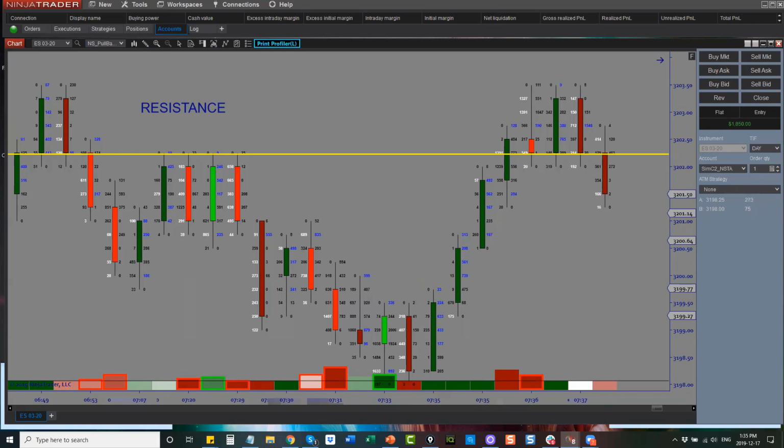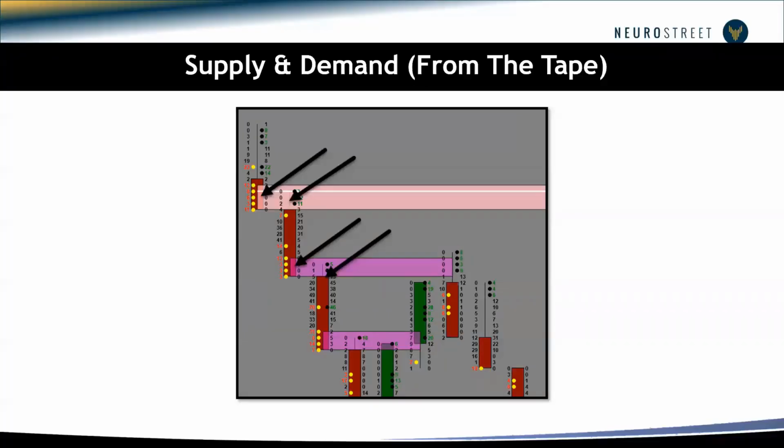So let's talk a little bit about how we can measure supply and demand from the print. You'll notice here that I've put some zones on the chart. Those zones are created around the dots. They're also created around the numbers that are highlighted. The reason we call supply and demand from the tape different than supply and demand from, say, levels software is because it's calculated based off different information.